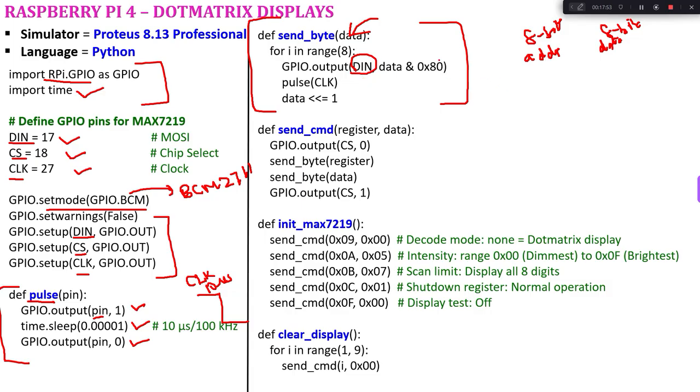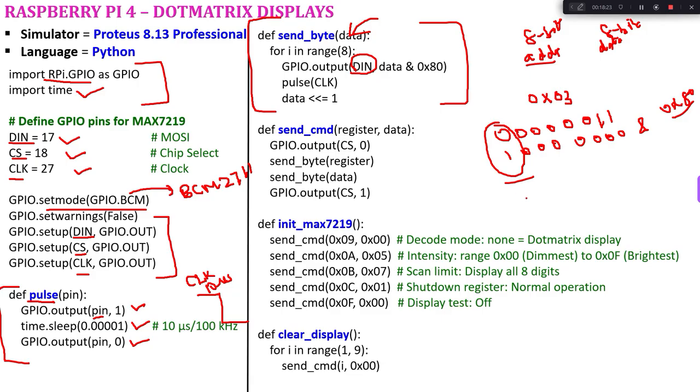For example, let us take, I am going to send the address of 0x03, right? Which means I can represent it as 00000011. So this I am going to AND it with 10000000. So this is 0x80, right? So when I do AND operation, so I am taking this MSB bit which is 0. So this is being transferred to your D in when the for loop runs for the first time, right?